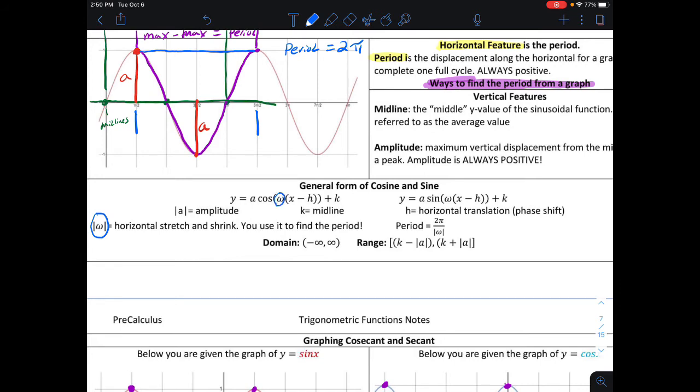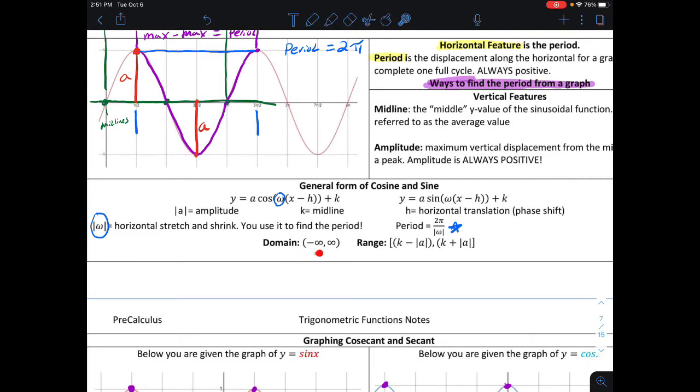Now, what that means is, if I change W in my equation, so I make it a number, to figure out what my horizontal stretch or shrink factor is, I take W, and to determine my new period, I do 2 pi divided by W, and that's going to tell me what my new period is. So in my mind, if I know this number is bigger than 2 pi, I expanded it, and if it's smaller than 2 pi, I compressed this sine wave or cosine wave.